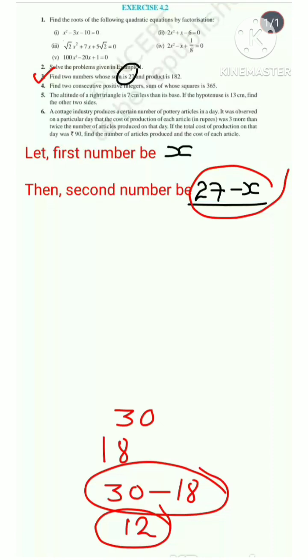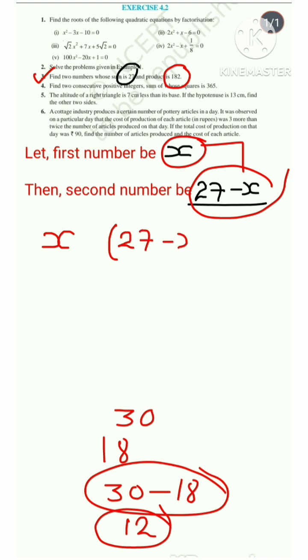Again, here is written, the product of these two numbers is 182. Now, according to this situation, we can make our first equation like this. Our first number we have assumed x, and our second number we have obtained 27 minus x, and the product of these two numbers is equal to 182. Now let's simplify.